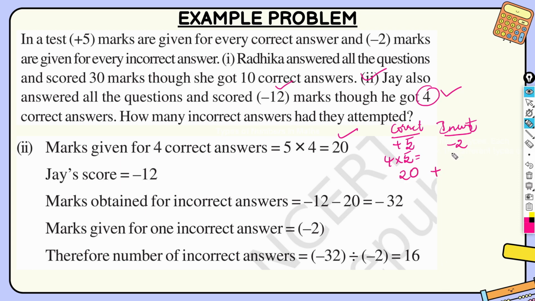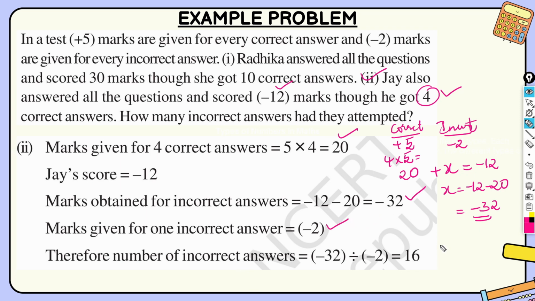Let us take the score for incorrect answers as X. So the total net score is minus 12. So X will become minus 12 minus 20, which is equal to minus 32. So the total marks for incorrect answers is minus 32, and the marks given for each incorrect answer is minus 2.